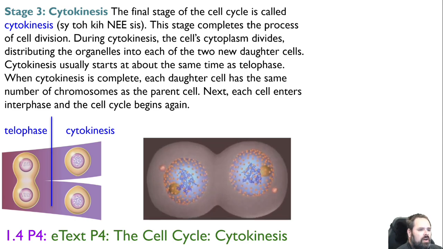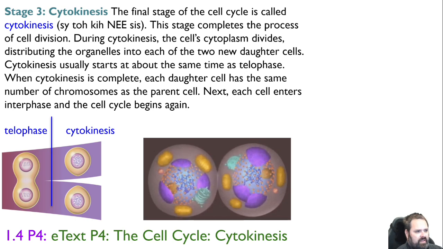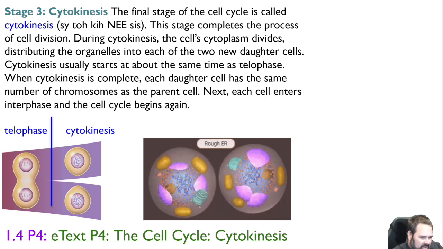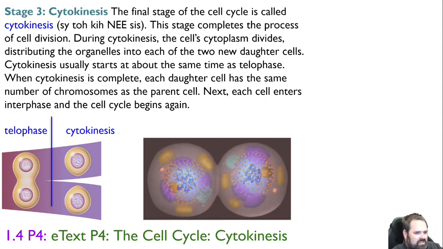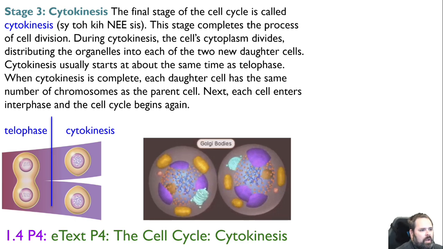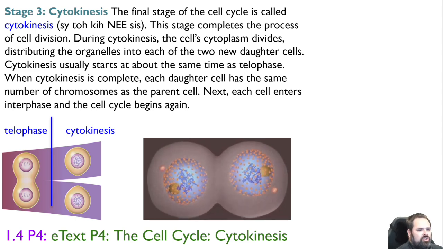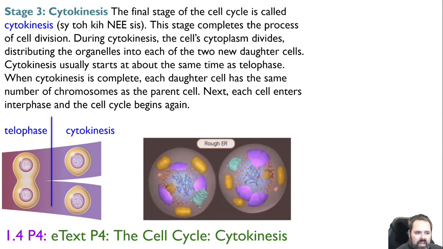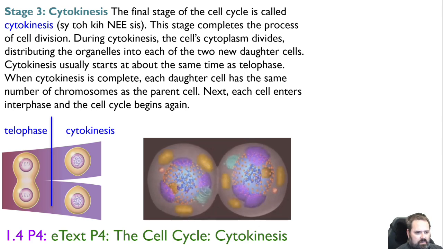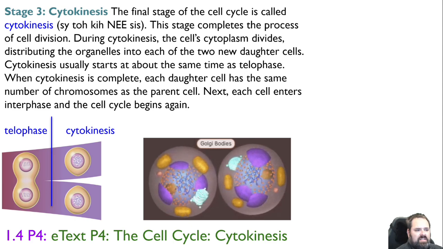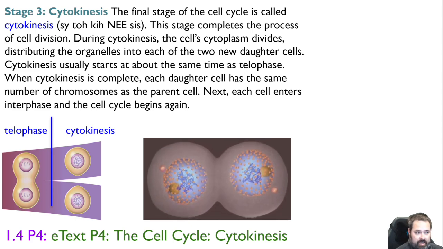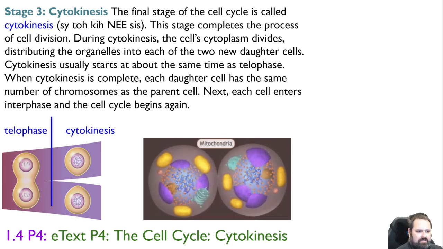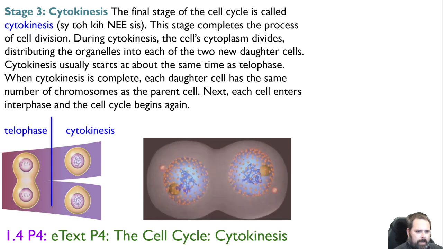Cytokinesis usually starts and overlaps with telophase. Okay, so they're different things, but they're starting to overlap a little bit. When cytokinesis is complete, each daughter cell has the same number of chromosomes, the same amount of DNA, as the parent cell. Next, each cell enters interphase again and is ready to start the cell cycle all over again. Okay?